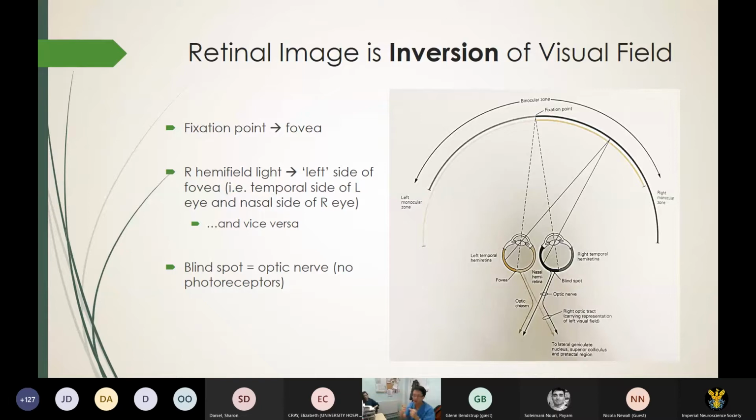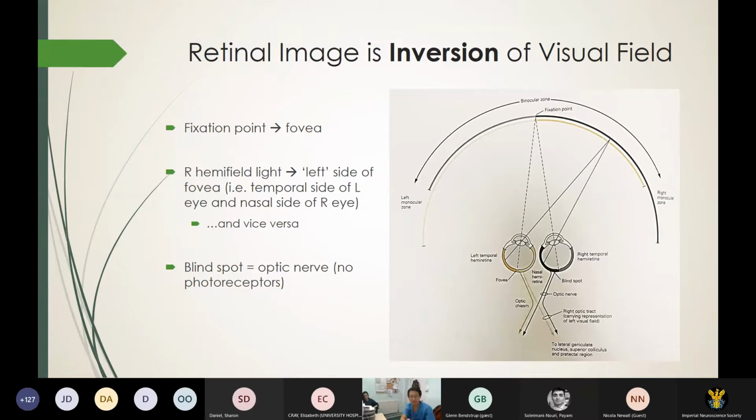And if anyone ever asks you why it is the opposite, it's not because of the way the fibers are arranged, it's because of the way the light lands on your eyes. So if you imagine looking forward and you fix on a particular point, which is where your fovea would be fixed on, anything that's to the left of that fovea, so that left hemiretina, is picking up light from the right-hand side, and vice versa.